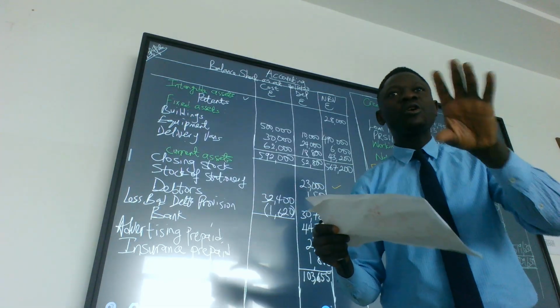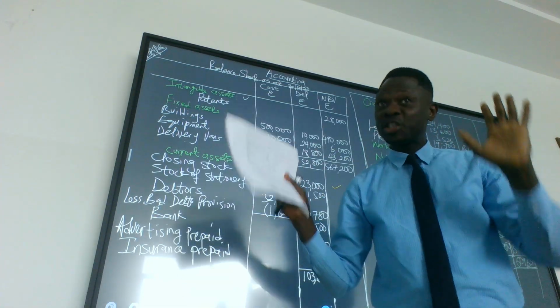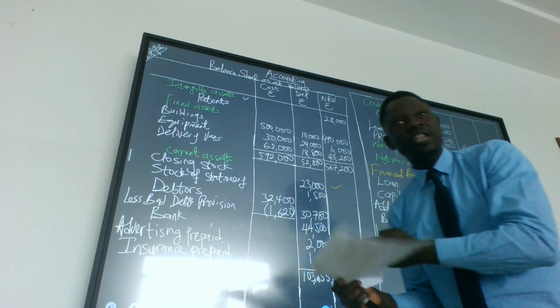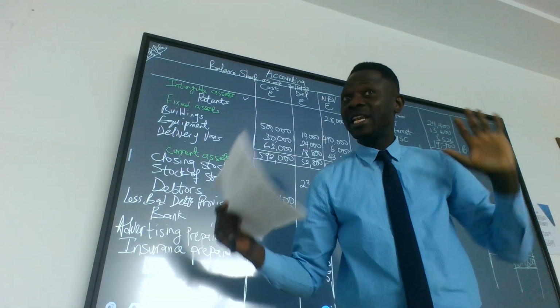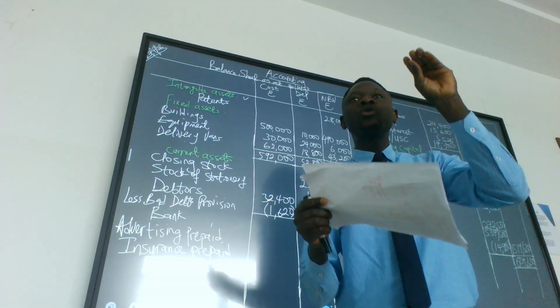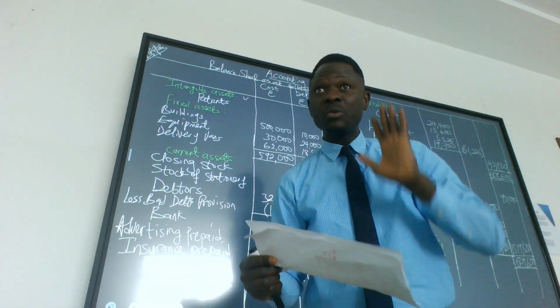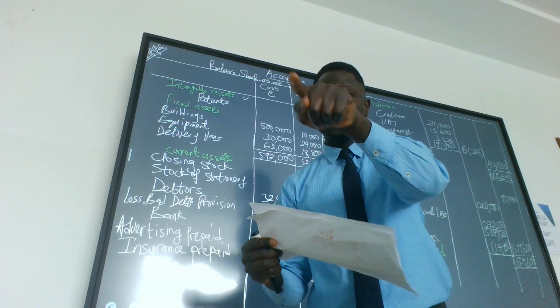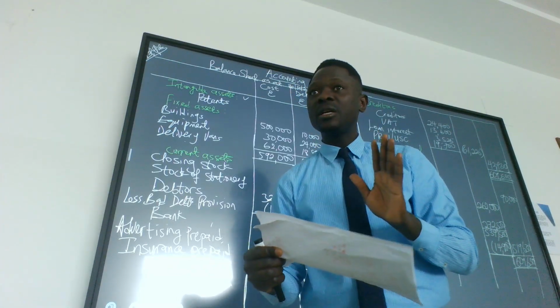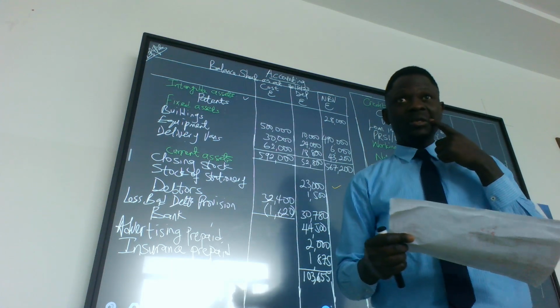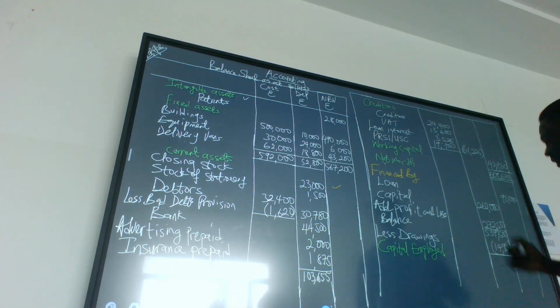The total amount you spent on stationery was 3,000. But at the end of the year, you have 1,500 left. Which simply means 1,500 was spent on stationery. That goes to your profit and loss account. Yesterday we prepared that. When you check your profit and loss account, you see it. So the 1,500 goes to your balance sheet. Do you get it now? Great.